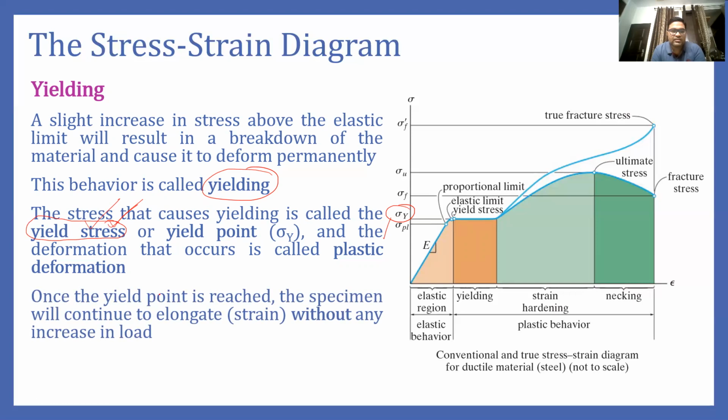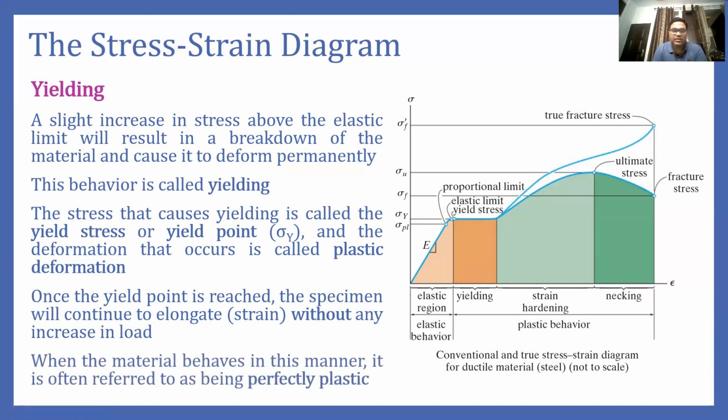Now, as I said, once the yield point is reached, the specimen will continue to elongate without any increase in the load. Here you can see this behavior is shown by a straight line. But this straight line is a horizontal line, which means there is no increment in the stress, but only an increment in the strain. And strain is basically the deformation. So only deformation is occurring without increasing the load. This is how we can interpret this behavior. It is sometimes referred to as perfectly plastic.